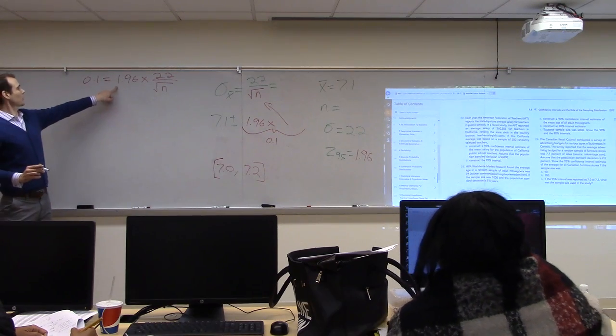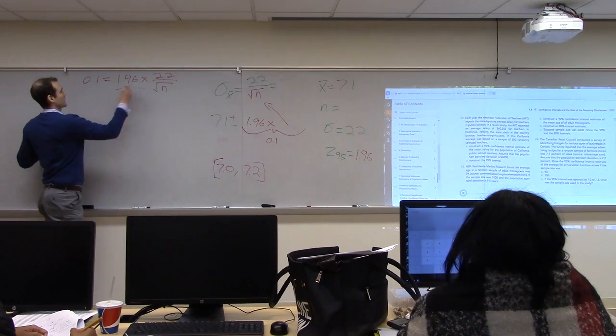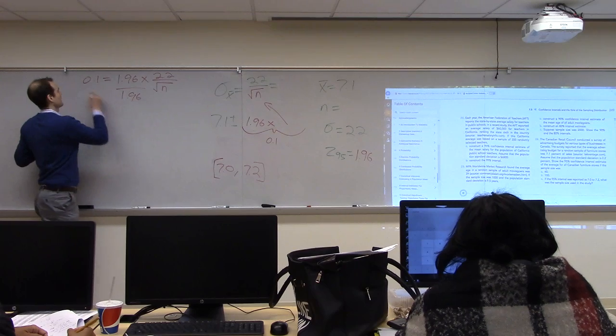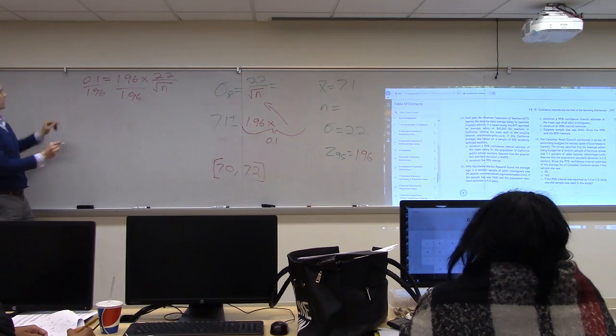Okay, so first thing we do, let's get rid of this 1.96, divide both sides by 1.96. So 0.1 divided by 1.96 equals what?